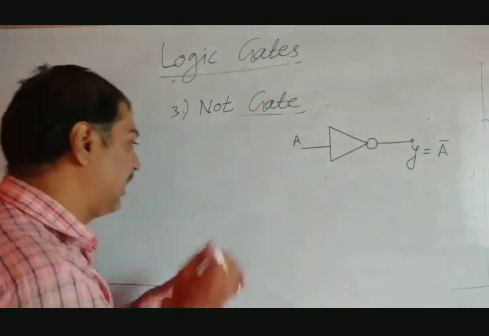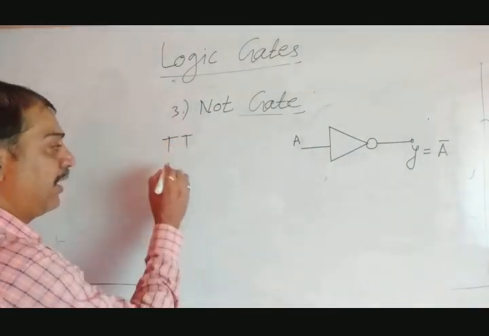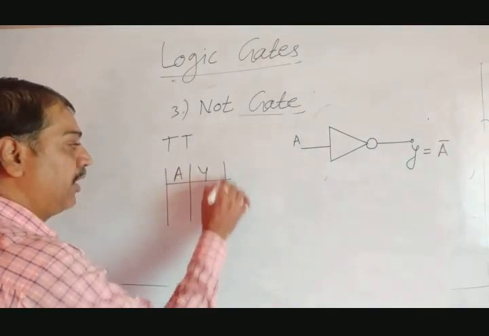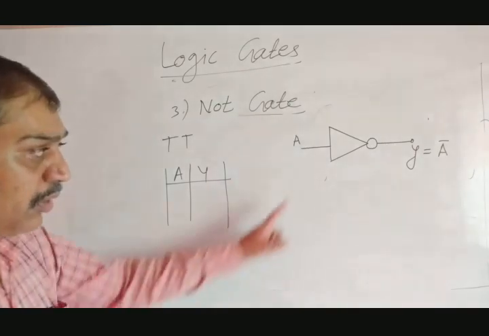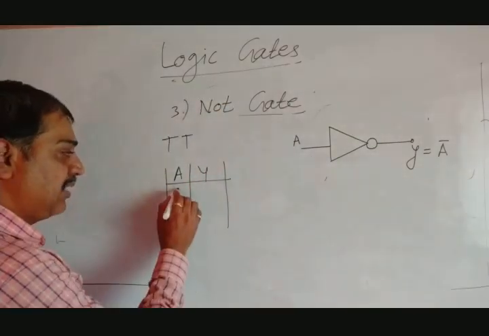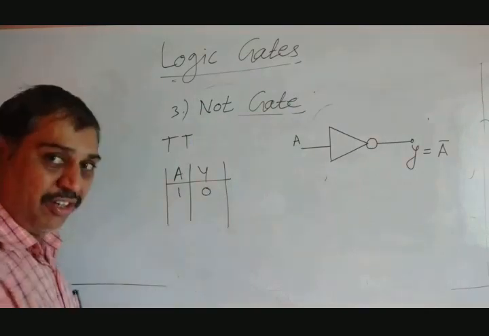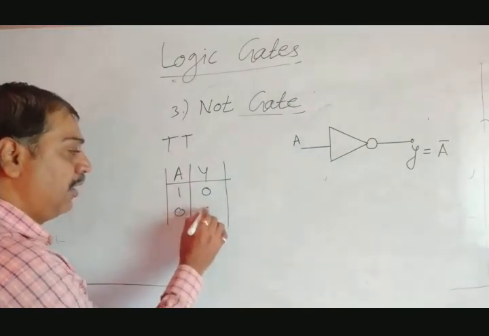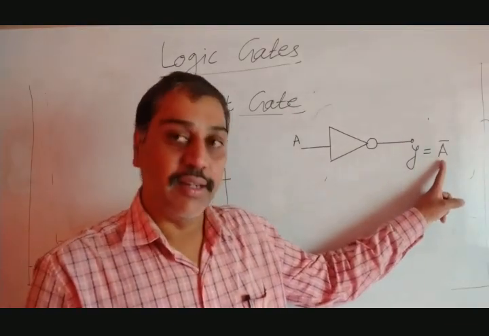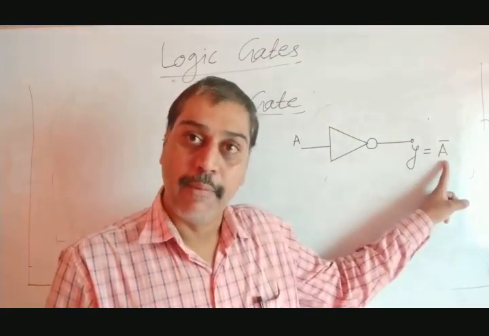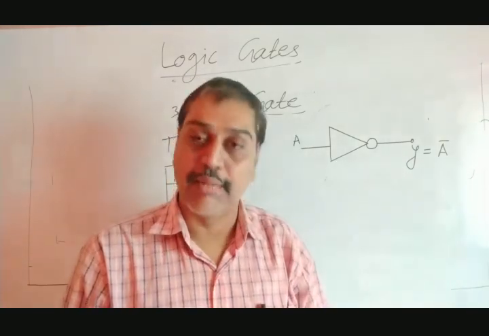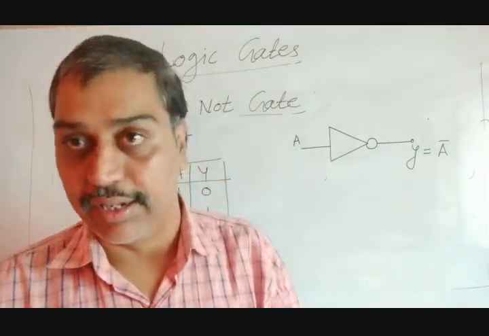In the truth table, it can be represented as a single input and single output. It has only one input, 2 raised to power 1, 2 rows. So when A is 1, Y is the opposite, 0. When it is 0, it is 1. And that's why we can say the output is a negation of the input or complement of the input. That's why it is said to be the NOT gate, or sometimes it is said to be an inverter.